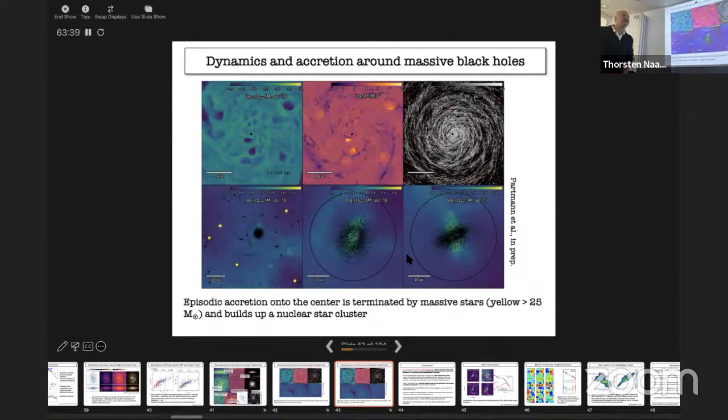Yeah. Shear is important. Yeah. Tidal field is important. Shear is important. This is a dark matter-dominated galaxy model. Qualitatively, I think this is what happens in the Milky Way as well.